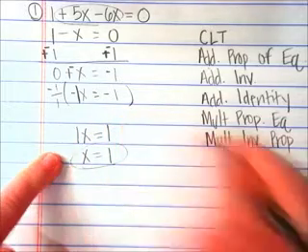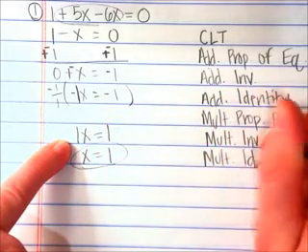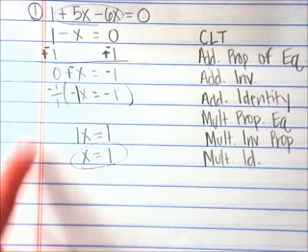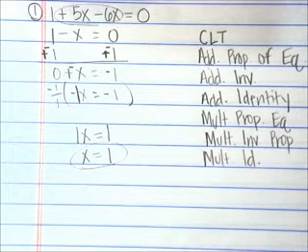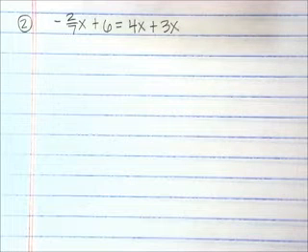So 1 times x is x. And I know that because of the multiplicative identity property. So the final answer is x equals 1. All right, let's try this problem.